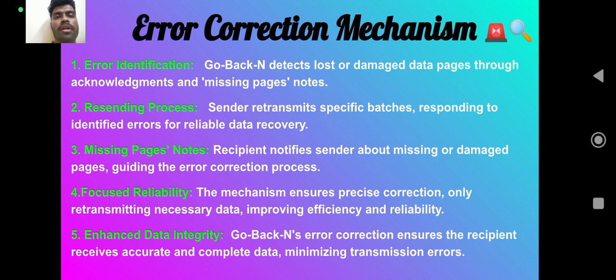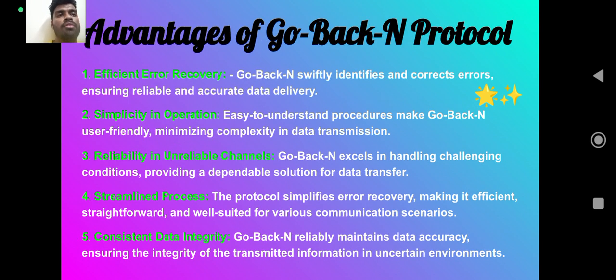Focused reliability: this mechanism ensures precise correction, only retransmitting necessary data, improving efficiency and reliability. That is, all the data is not sent from the sender to the receiver once again. If any data is lost, only the specific data which is lost during the transmission is sent by the sender to the receiver once again. Enhanced data integrity: Go Back N error correction ensures the recipient receives accurate and complete data, minimizing the transmission of errors. Now let us see the advantages of the Go Back N protocol.